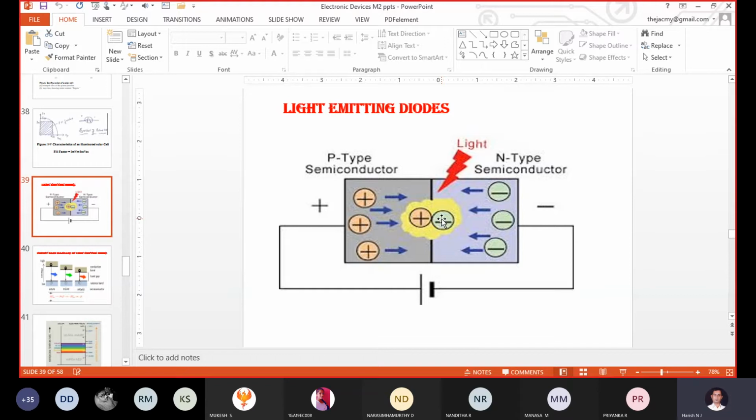Correct. So once again, when the electron goes back to its original destination, that means to the valence band, from conduction band to valence band, correct? That process only we call recombination.